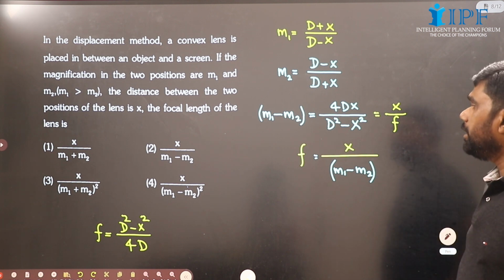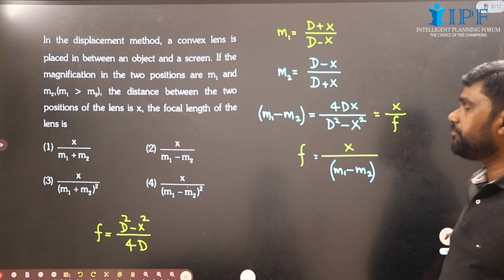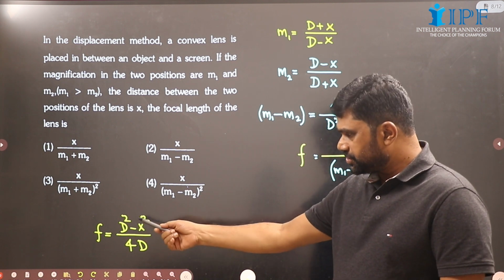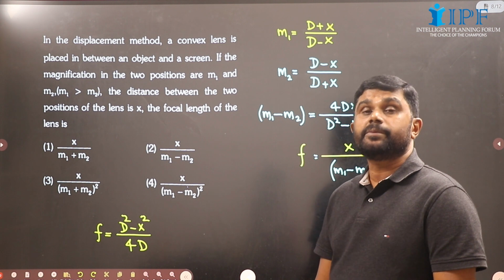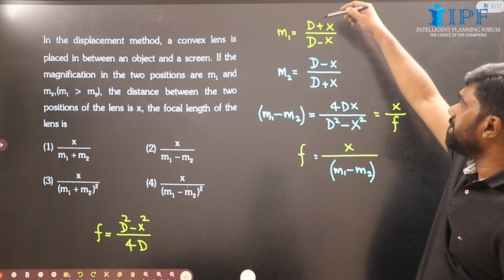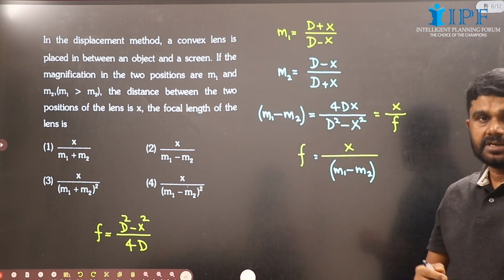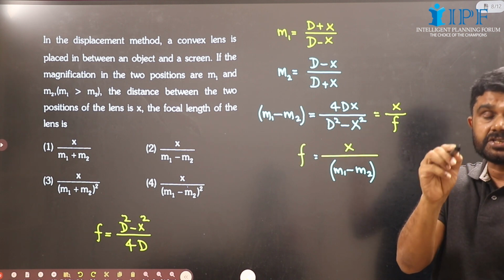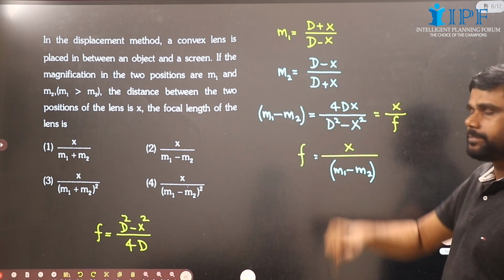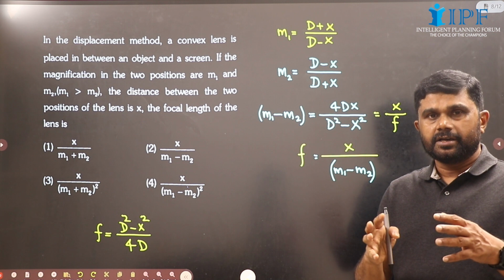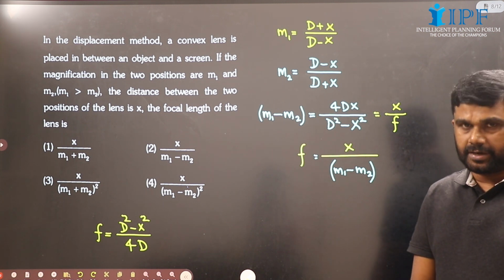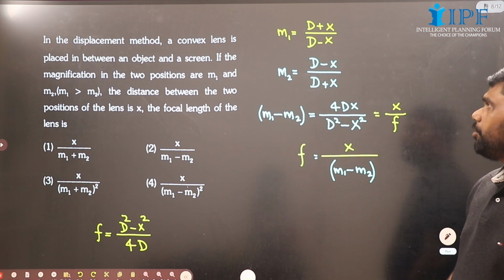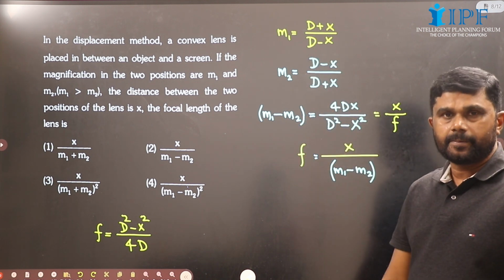Then the expression for the focal length is (D² − X²) divided by 4D. And the magnification of the magnified image is (D + X)/(D − X). Magnification of the diminished image will be (D − X)/(D + X). Or let us say the product of the magnifications in the two cases will be equal to 1. M1 × M2 = 1, or M2 is the reciprocal of M1.